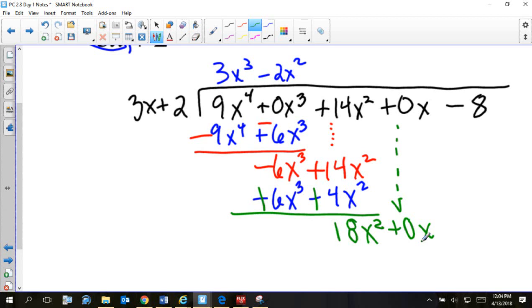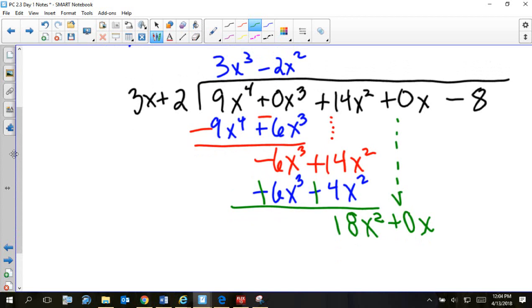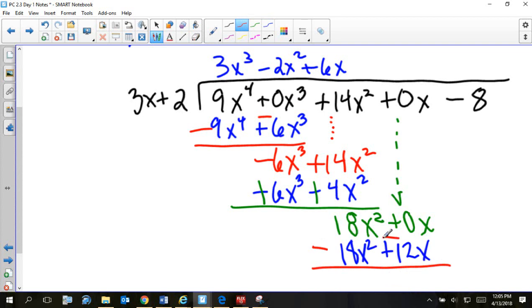All right, so next I'm going to divide again, but I'm using the 3x to go into 18x squared. That's going to be 6x. Then I multiply: 18x squared plus 12x. And I subtract. Changes all the signs. Negative 12x. Bring it on down. And I'm already out of space. I should have written smaller.